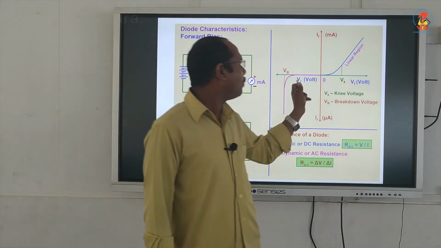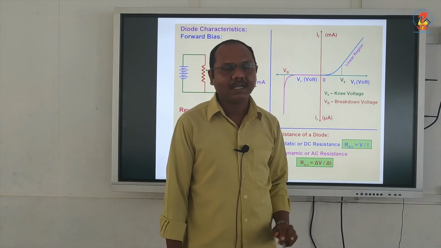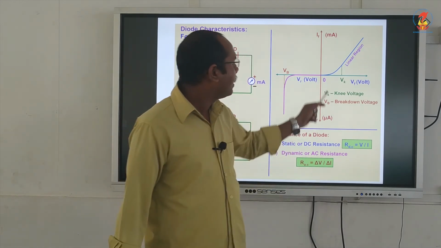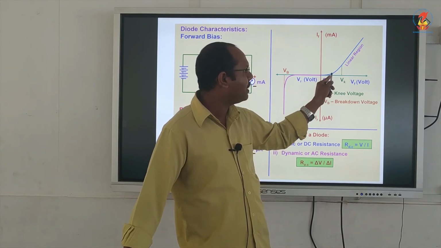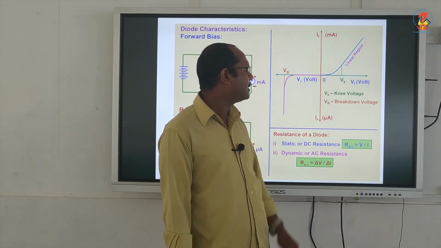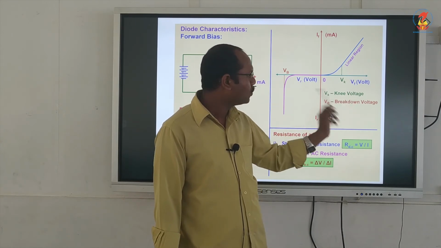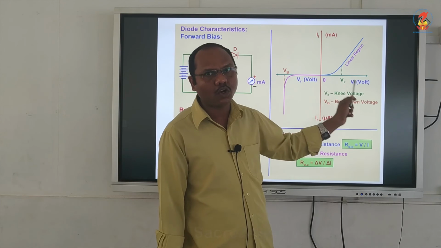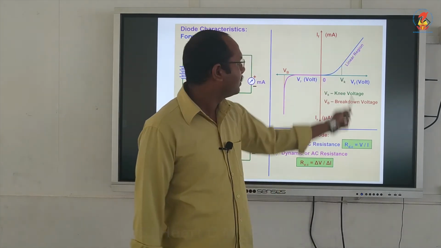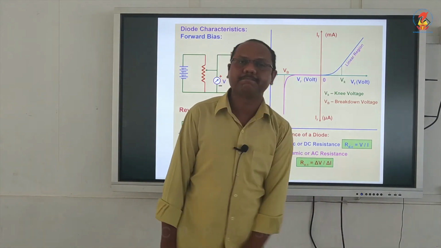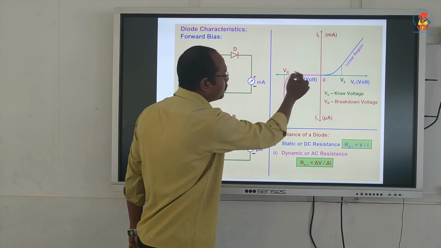So I will take the voltage on the x axis and the current on the y axis. As we discussed already, when the diode is in forward bias, initially there won't be any current, and soon after it reaches the knee voltage or threshold voltage, there will be a rise in the current. That is why the graph goes like this. Think about the second graph. Second graph is this portion.